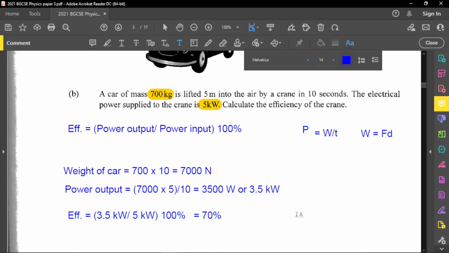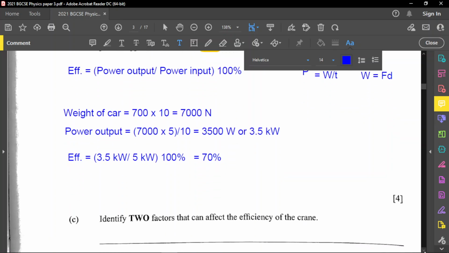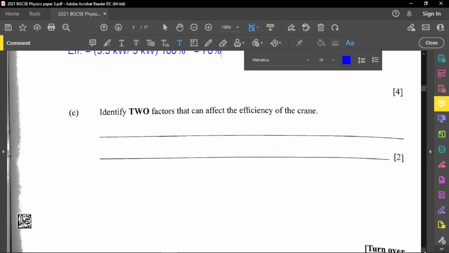All right. So again, it's power output over power input. And the power output is based upon what you're lifting, which is the load, and so that is of the car. And then the power input will be that of the crane that is actually doing the work. All right. So let's look at part C.